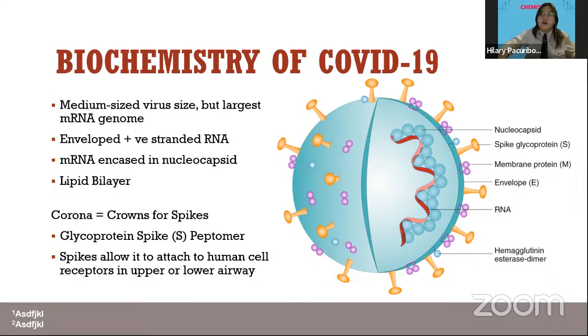As for the corona spike, it contains a glycoprotein spike peplomer, which allows them to attach to human cell receptors in upper or lower airways. Next slide, please.